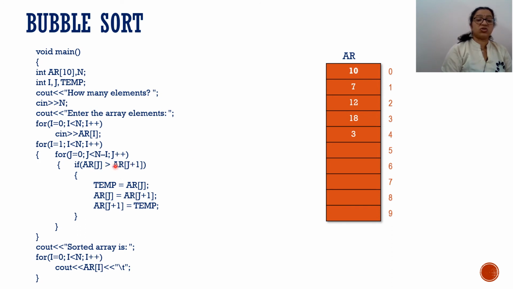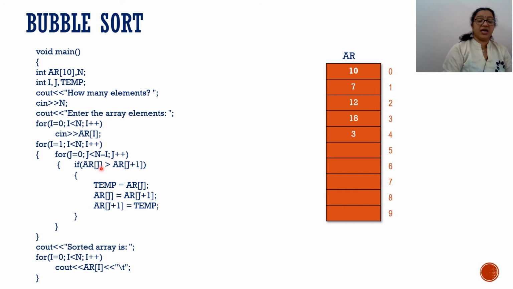So if it is true, we want to swap it. So how can we swap the elements? We need a temporary variable for swapping. So temp is equal to AR of j. This 10 we are moving to that temporary variable. Now in AR of j we copy the j plus 1 position value, so 7 will move to the 0th position. And then in the index number 1 position, we set the temporary value. So this is the way of swapping. 7 we are shifting to the 0th position and 10 to the 1st position.